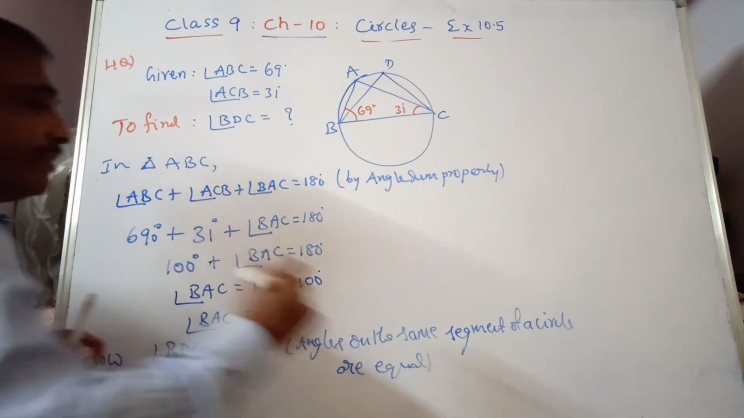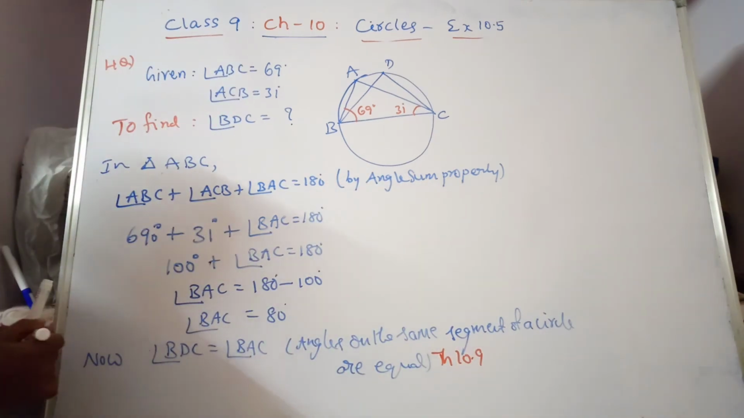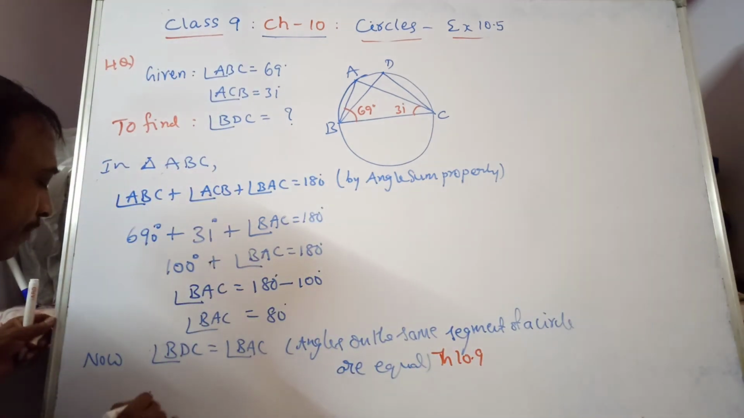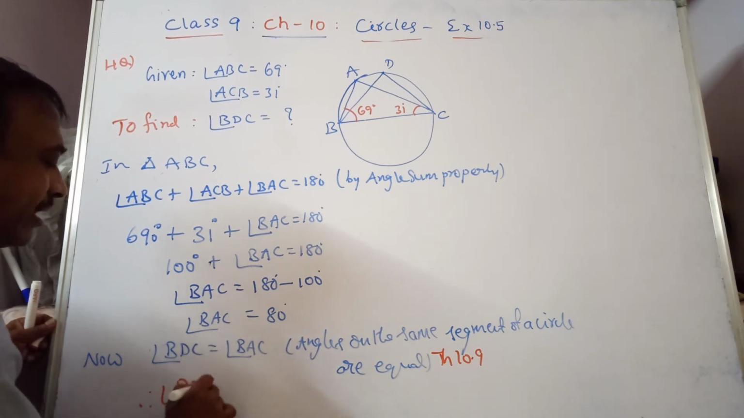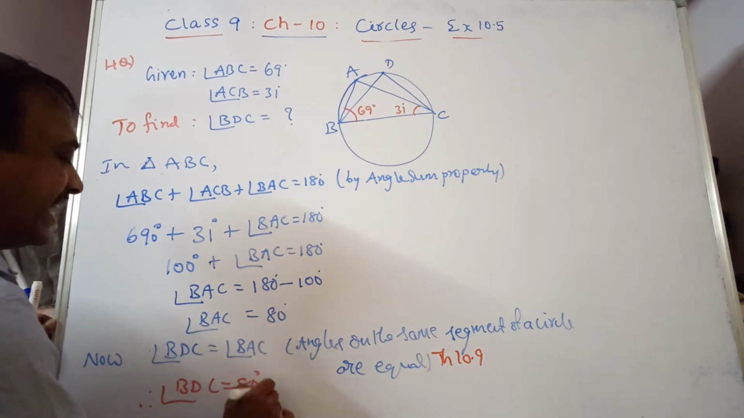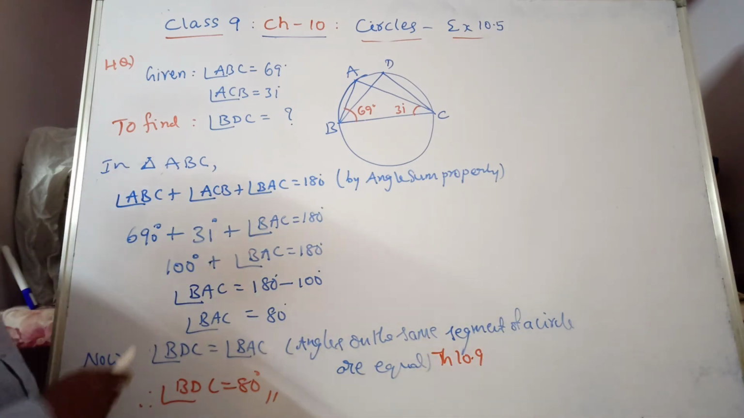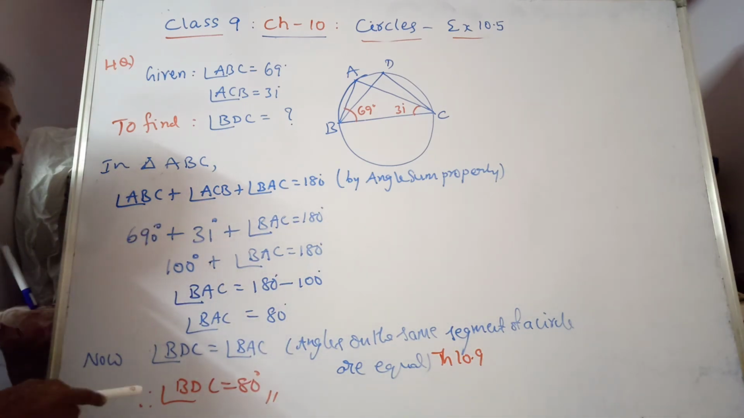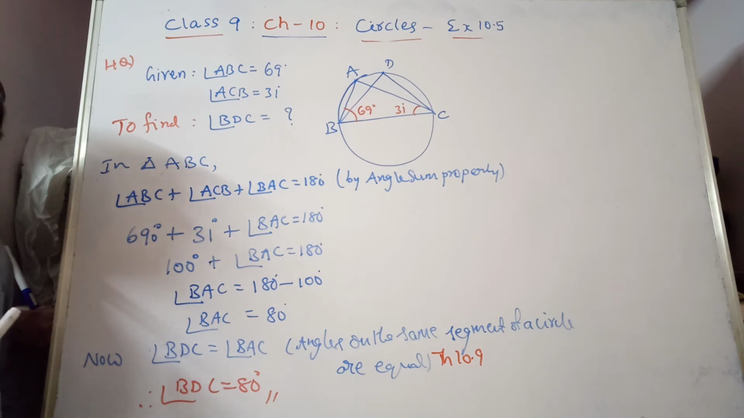This is theorem number 10.9 statement. So angle BAC we got is 80, so BDC will also be equal to 80 degrees. Is it clear, students? So we are using the angle sum property as well as theorem 10.9, angles on the same segment of a circle are equal in measure. I hope you understood.